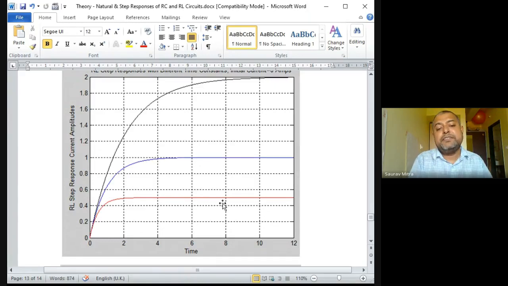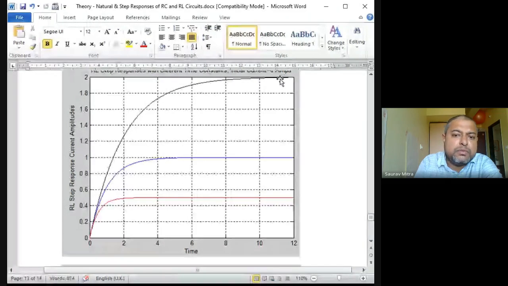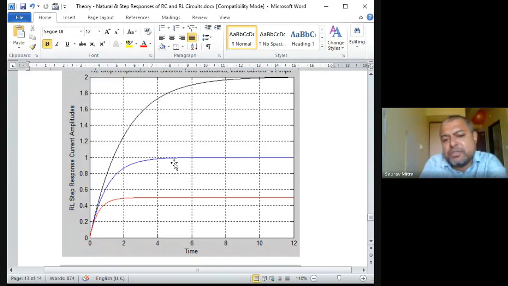In this case we can find that the red response has the highest value of L by R. L by R is nothing but the time constant. So keeping R constant, you can increase the value of L. This is the highest value of L, that is the red graph. This is the lowest value of L, that is the black graph. The black graph is the fastest, because you can find here that it has reached the final value in almost 11.5 seconds. The blue and red will take quite a lot of time. They have got saturated, they are not increasing anymore. So that process has become very slow.